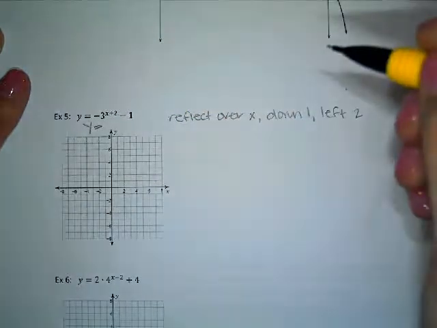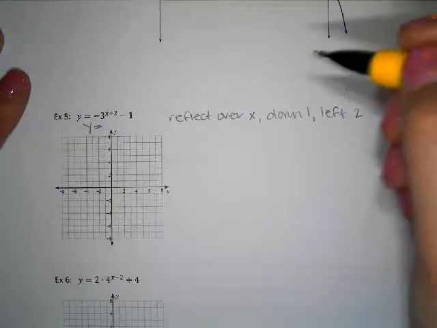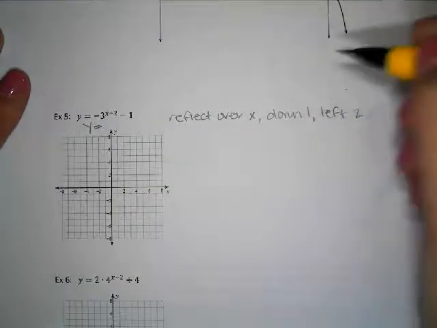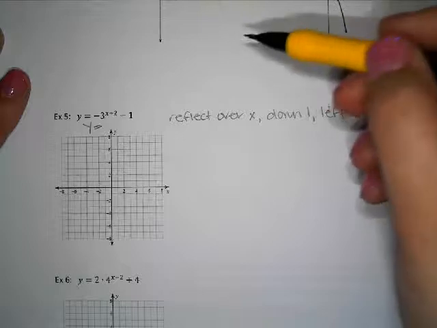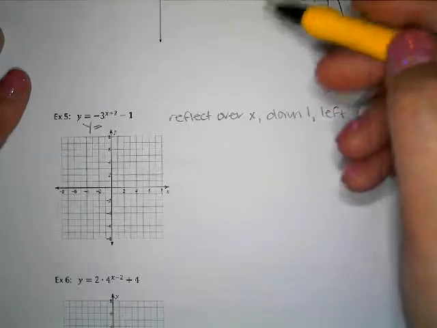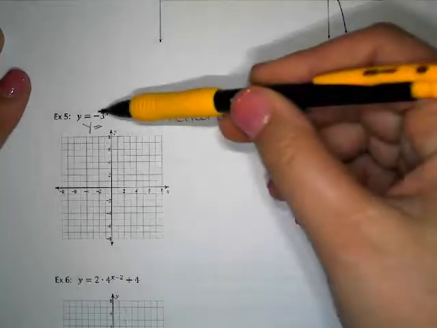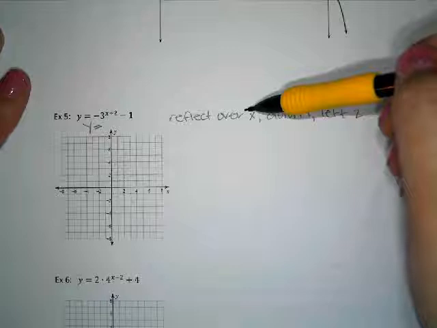The parent graphs are either y equals b to the x or y equals e to the x. Those are the parent graphs. Okay, so what's the b? The negative is either a reflection or it's part of the b. Which is it? It's the b, and the negative is the reflection over x.